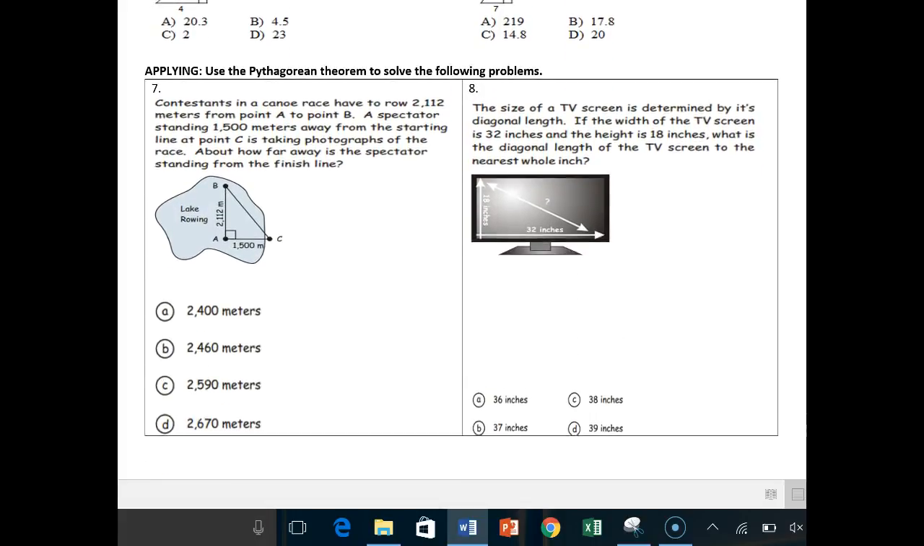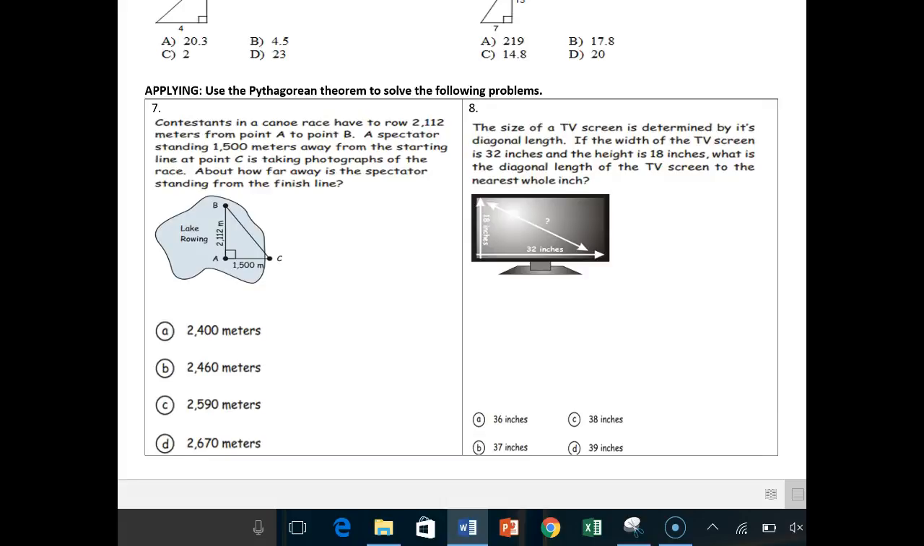All right? Number 7. Contestants in a canoe race have to row 2,112 meters from point A to B. So from here to here, 2,112. A spectator standing 1,500 meters away from the starting line is taking photographs of the race. How far is the spectator standing from the finish? So basically they want this distance, right? So look at that. That's a hypotenuse, right? This is a right triangle. They want you to find the hypotenuse. So what are we going to do?